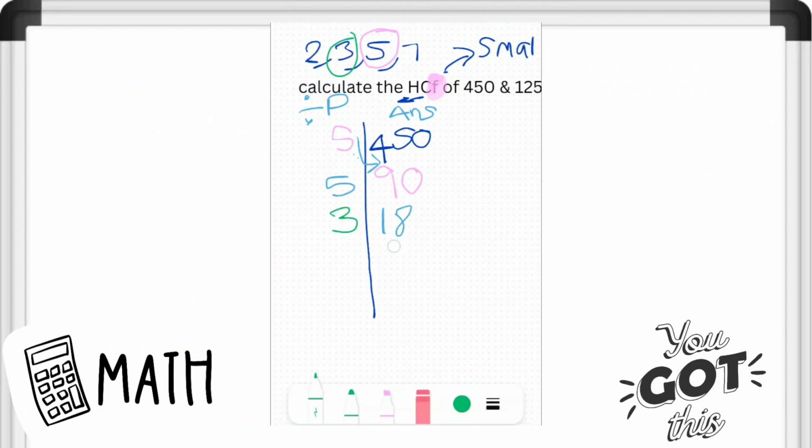So 18 divided by 3 gives me 6. Again, I can see 3 can go into there. It goes into there twice. 2 goes into there, and I'm left with 1. Now, 1 is not a prime factor, so that is where I stop.